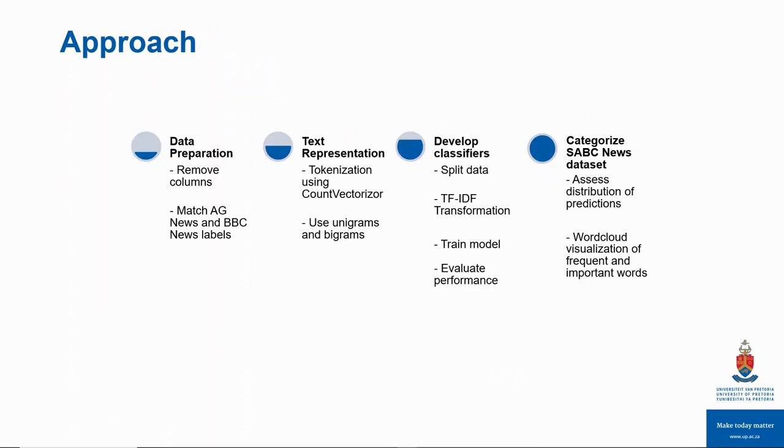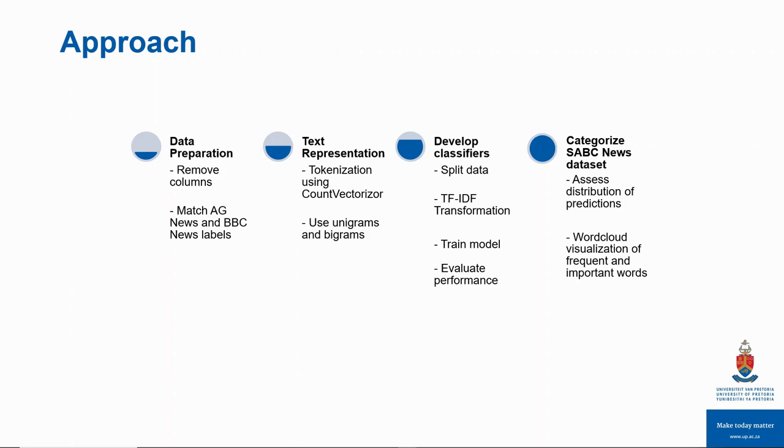My approach is as follows. I start by preparing the data. That is achieved by removing columns that are not useful, matching the AG News and BBC News labels, and using count vectorizer to tokenize. And I will be making use of unigrams and bigrams, and subsequently remove any stop words.